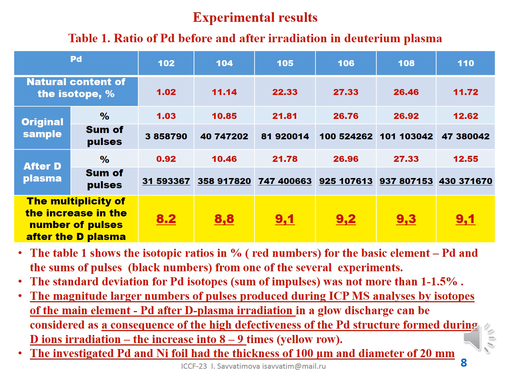The larger numbers of pulses produced during ICP mass spectrometry analysis by isotopes of the main element palladium after deuterium plasma irradiation in glow discharge can be considered a consequence of the high defectiveness of the palladium structure formed during the deuterium ion irradiation. They increase 7 to 9 times, yellow row.